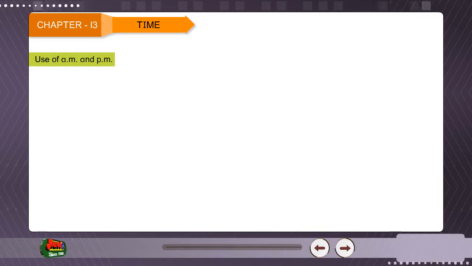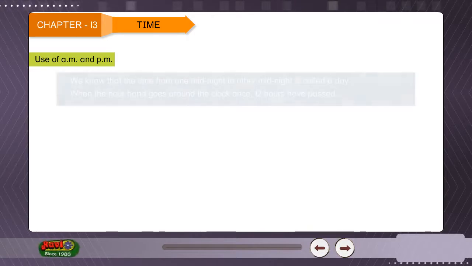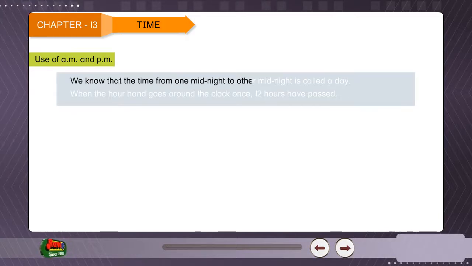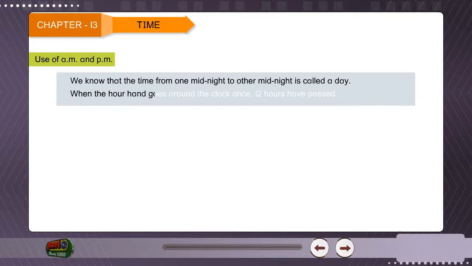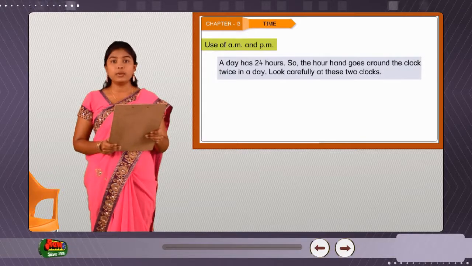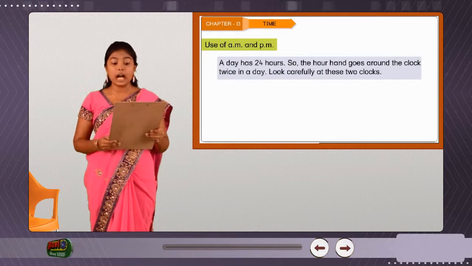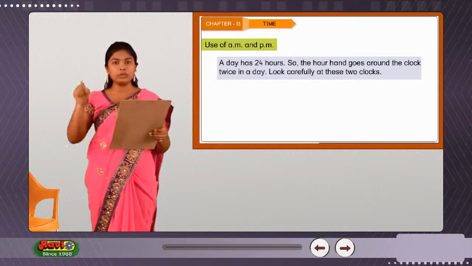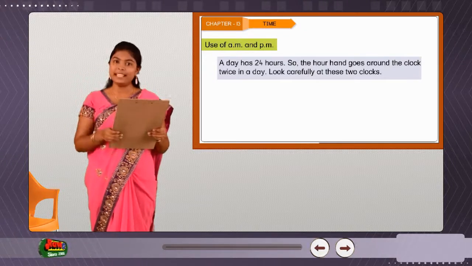Use of AM and PM. We know that the time from one midnight to other midnight is called a day. When the hour hand goes round the clock once, 12 hours have passed. A day has 24 hours. So, the hour hand goes around the clock twice in a day.